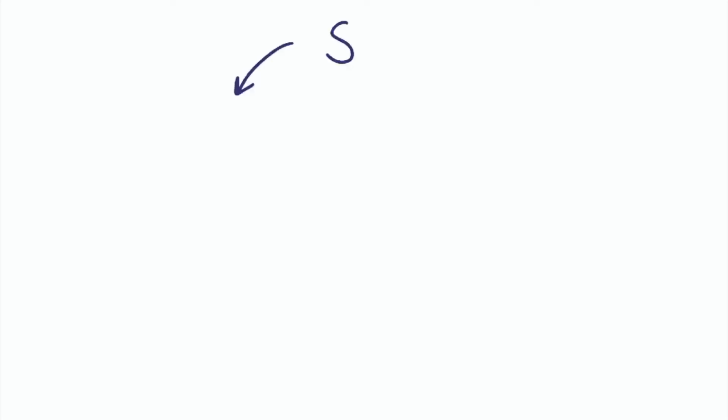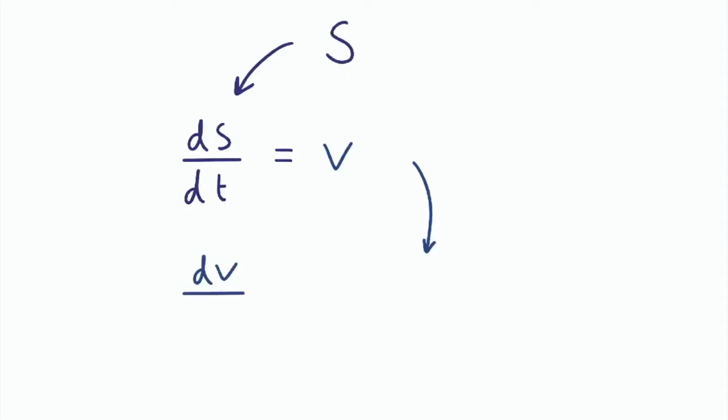So, starting with displacement, we can differentiate this to give us a velocity. Then, once we have the velocity, we can differentiate this again to give us the acceleration. Acceleration is also the second derivative of displacement and is measured in meters per second squared, while velocity is measured in meters per second and displacement in meters.